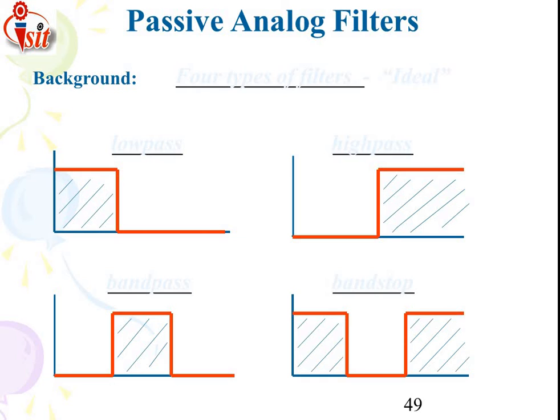First is the low pass filter, which passes the low frequency signal and blocks the high frequency signal. Second is the high pass filter, which passes the high frequency signal and blocks the low frequency signal.